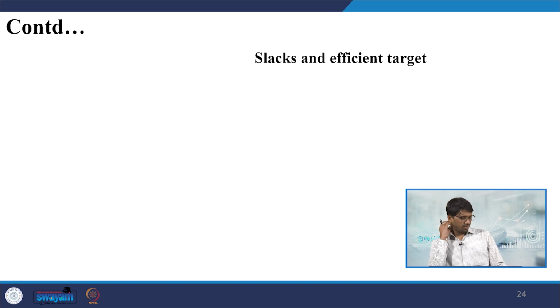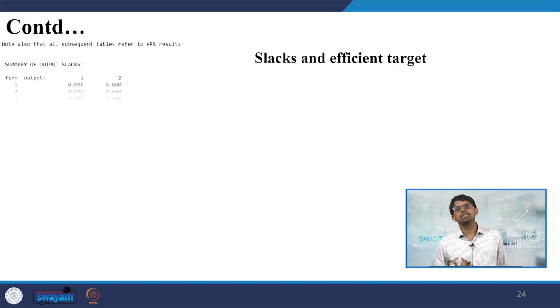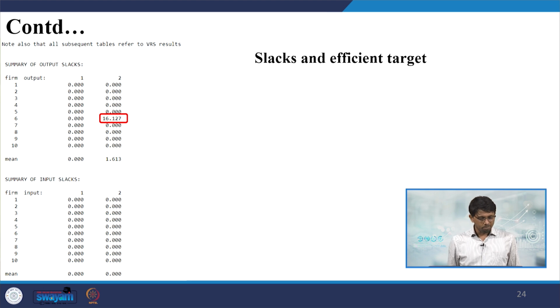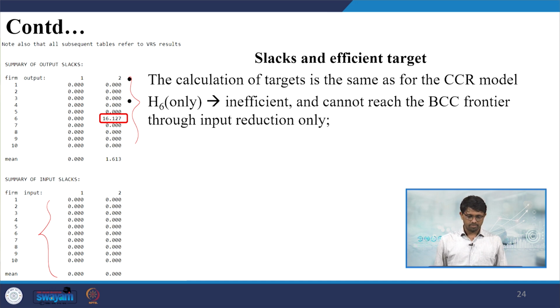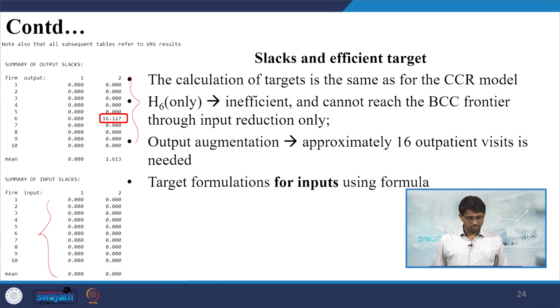And here, final words with the slacks and efficient targets, because we already clarified in our CCR model. For the 6th case, in the input slack there are no slacks, hence we are not discussing. In the output case only, slack is noted for the sixth hospital, hence that is a matter of interest for us. To reach the BCC frontier, output augmentation of approximately 16 outpatient visits is needed, that is the interpretation.